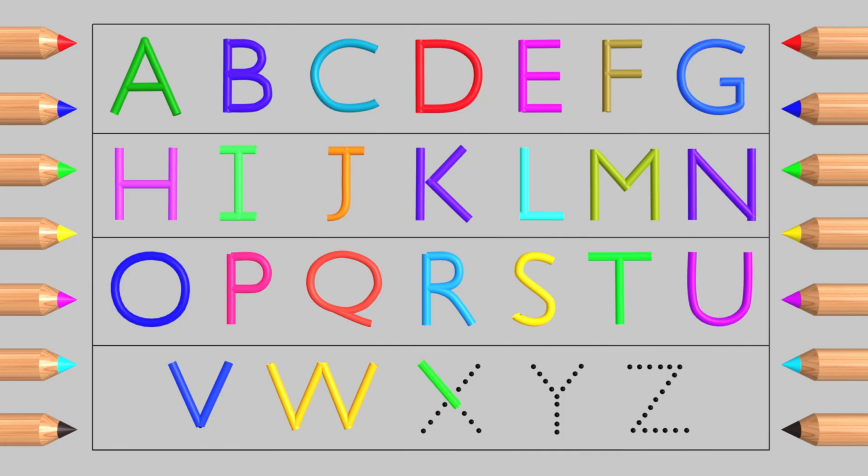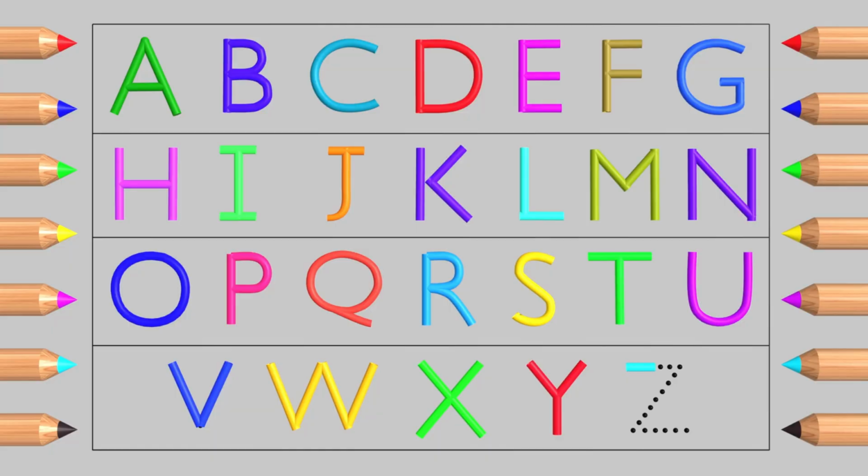X. This is uppercase X. Two lines crossing in the middle. Y. This is uppercase Y. Two diagonal lines on top, one straight line down.